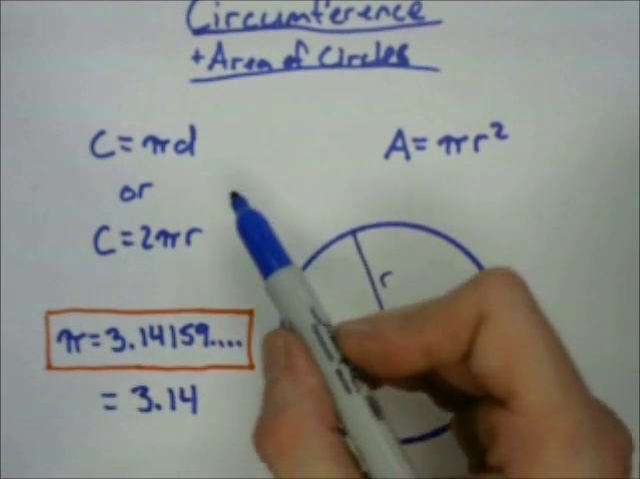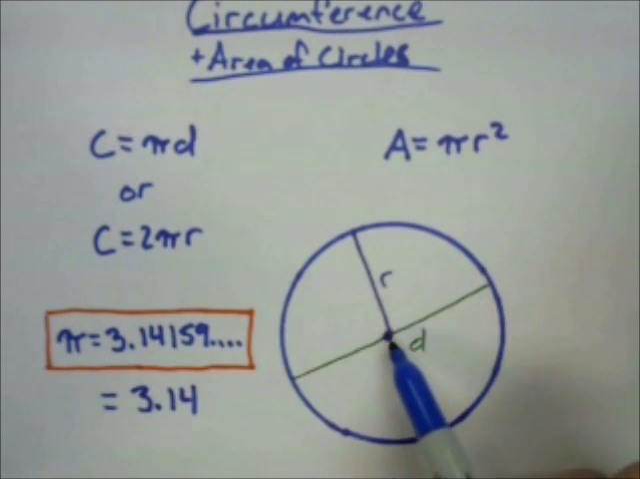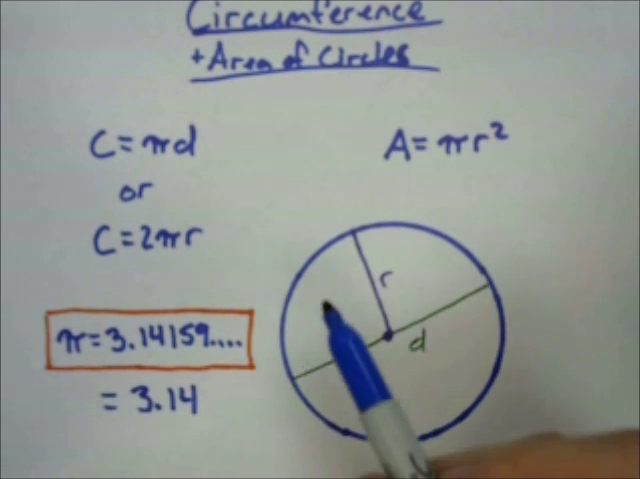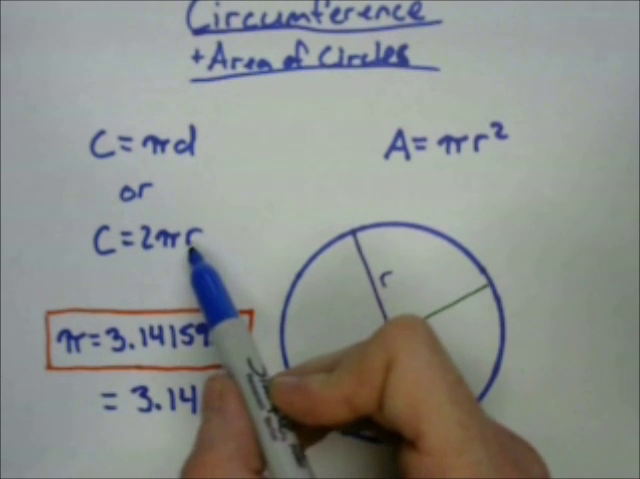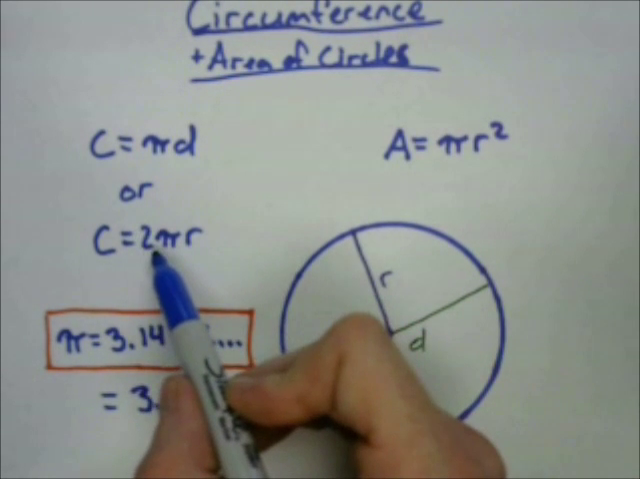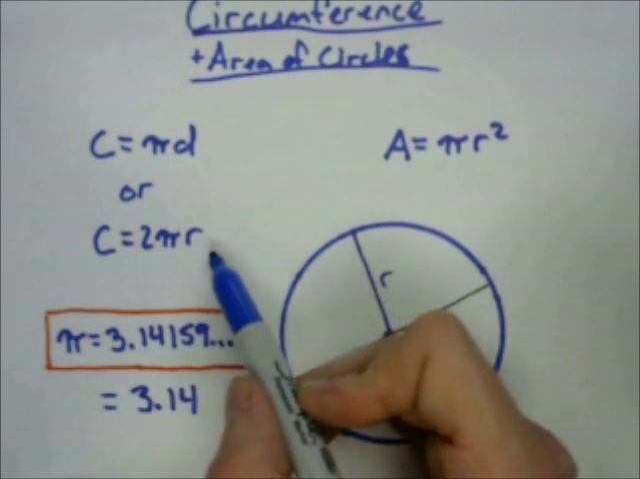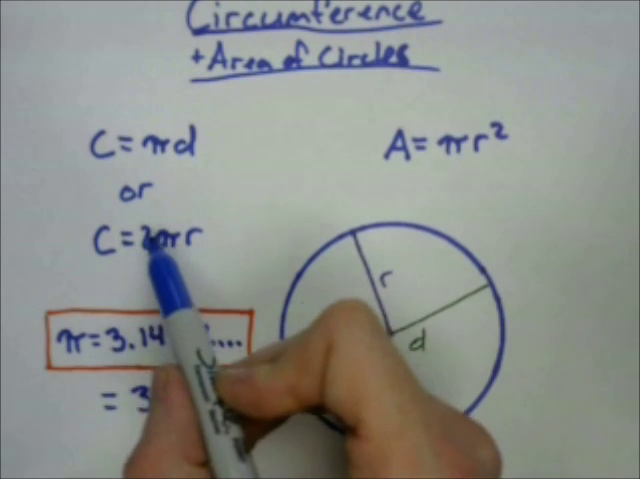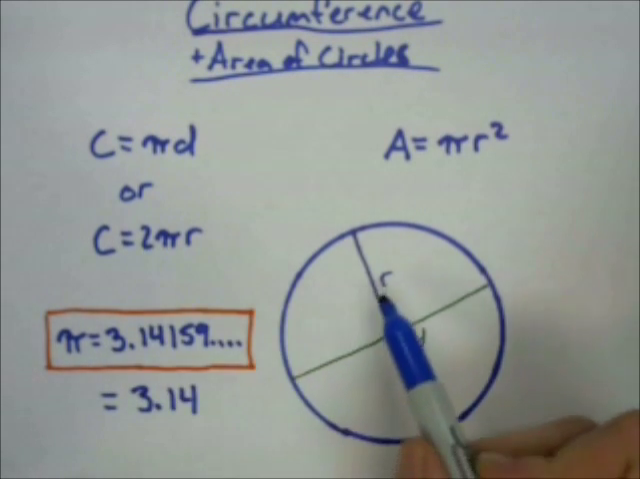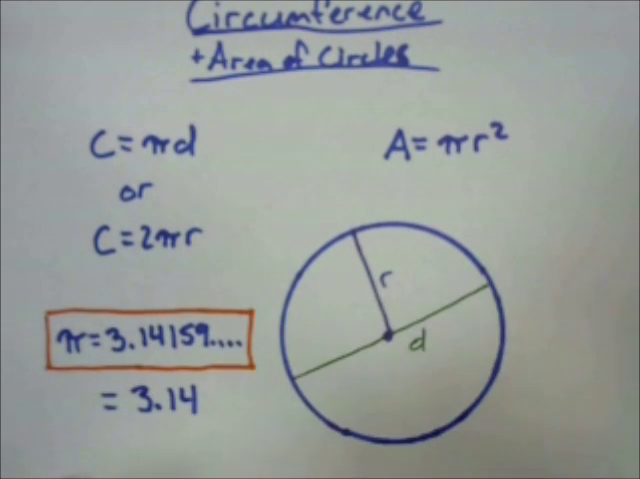Now, because the radius is only halfway, you'd have to multiply the radius by 2 to get the diameter. So if you were given the radius, you just actually want to multiply that by 2 and then multiply by pi. So that's why the circumference is 2 pi r. That 2 meaning that I need to double the radius to get the diameter.